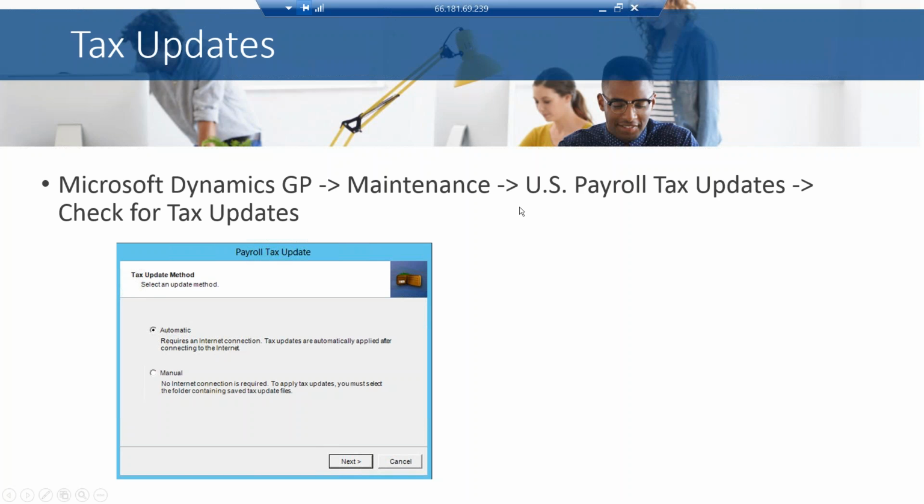So from here, what we do is, if you're familiar with the Dynamics GP window button that's at the top of your window in the left, you can go there, you select maintenance, U.S. payroll tax updates, and then check for tax updates. And so what this will do is it will then allow you to get those updates downloaded into your system. It will ask you for a code, which you'll have as part of your license.